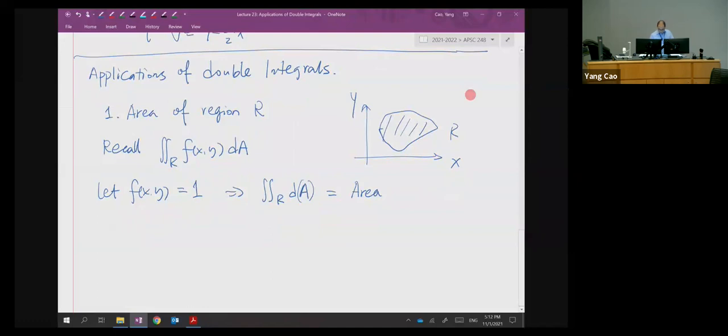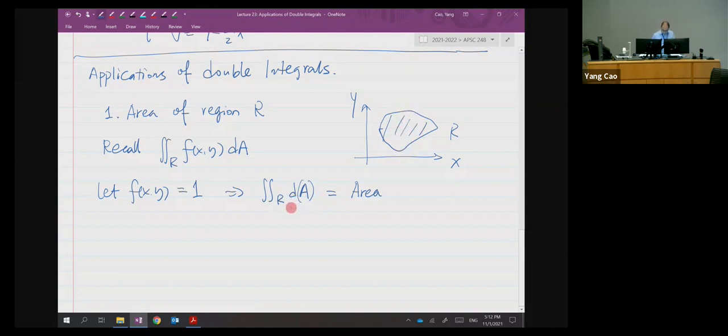So then how do I get this area? All you need to do is follow exactly the same approach. You can use Cartesian or polar, or change of variable, however you want to choose, and find the limits of the associated coordinate system, and you can get the double integral, which will give you the area of this region R.